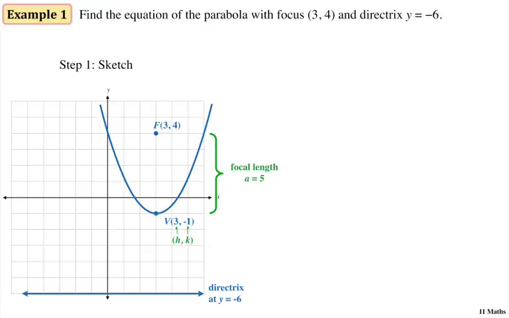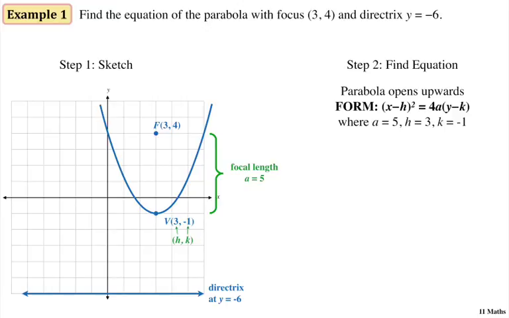So we know this is a parabola that opens upwards. If it opens upwards, the formula we're using is (x minus h) in brackets squared equals 4a (y minus k). We know a is 5. We know h and k are 3 and minus 1. We just put those values into our formula. So let's see what we generate.